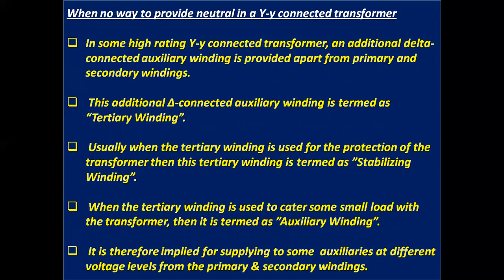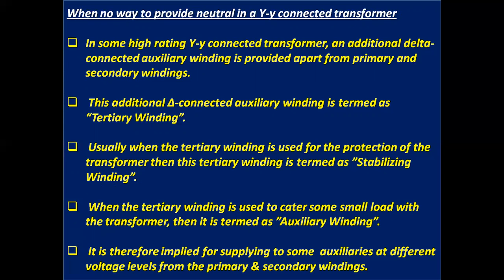What about when there is no way to provide a neutral in a star-star connected transformer? In some high rating star-star connected transformers, an additional delta connected auxiliary winding is provided apart from the primary and secondary windings. This additional delta connected auxiliary winding is termed the tertiary winding. Usually, when the tertiary winding is used for the protection of the transformer, then this tertiary winding is termed a stabilizing winding.